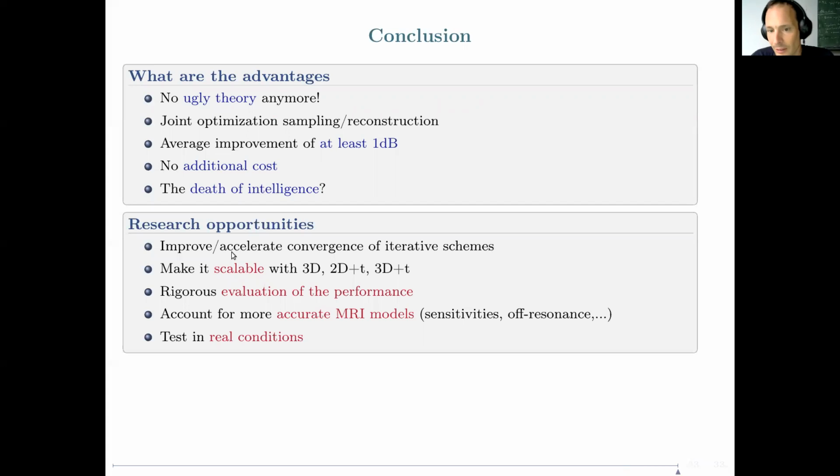But I think that there are still many research opportunities there. First, we need to improve and accelerate the convergence of iterative schemes and to avoid spurious minima. We should make it scalable with 3D, 2D plus time, 3D plus time. We should conduct a rigorous evaluation of the performance and account for more accurate models, for instance, account for the sensitivities or off-resonance effects, and finally test this in real conditions.